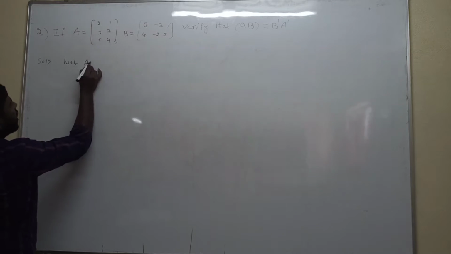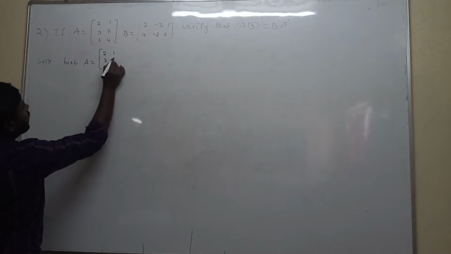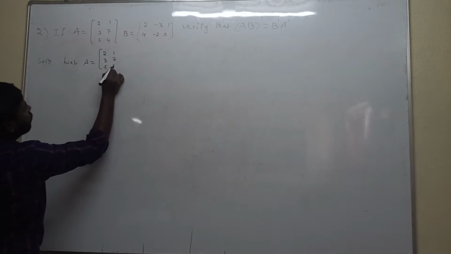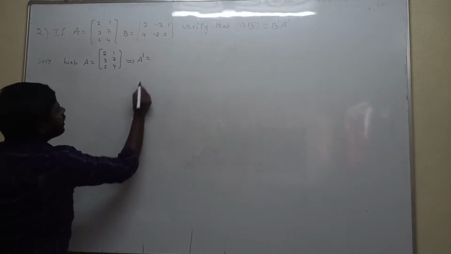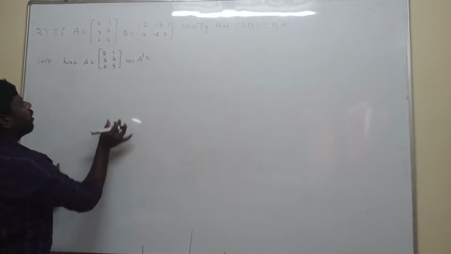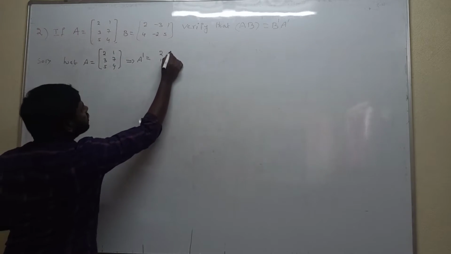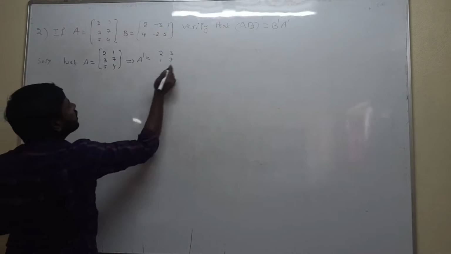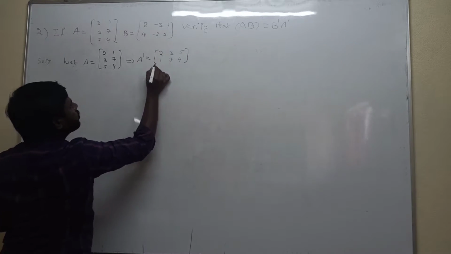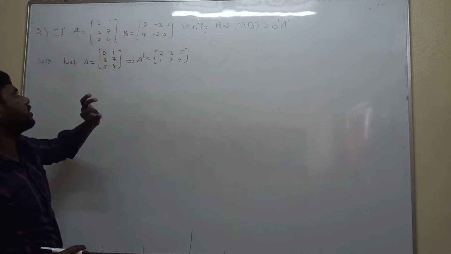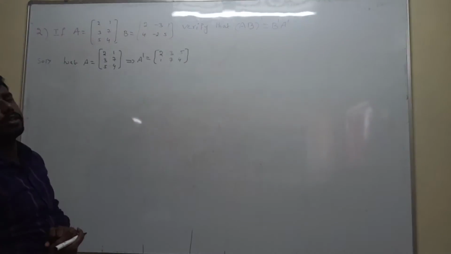The given capital A matrix is 2 1 3, 7 5 4. Write the transpose of the A matrix by interchanging rows and columns: first row interchanging with first column, second row interchanging with second column, third row interchanging with third column.